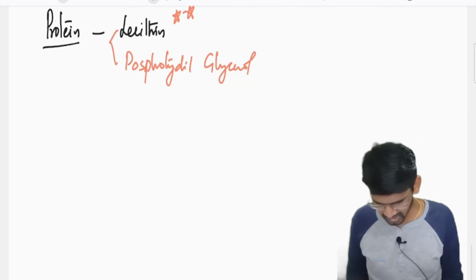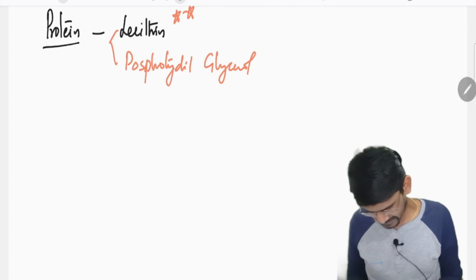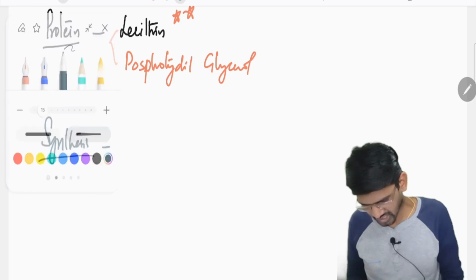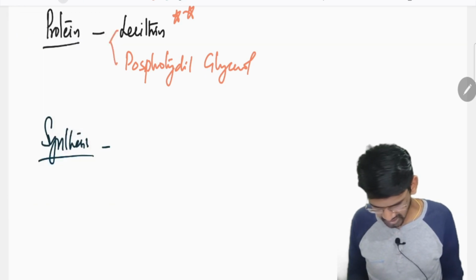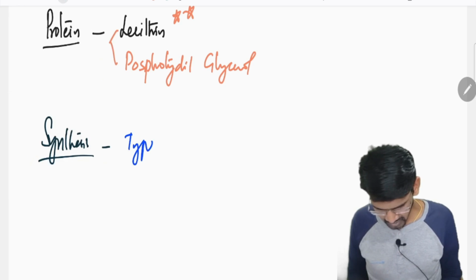Then, synthesis: where it is synthesized. As I told, it is synthesized by the type 2 pneumocytes.